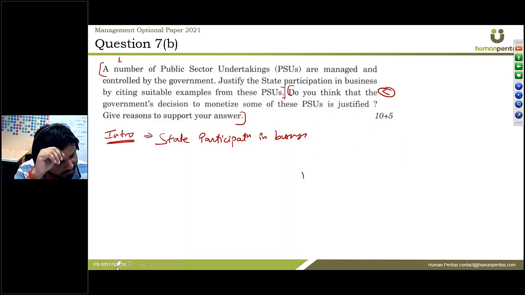तो क्वेश्चन का एसेंस क्या है? क्वेश्चन कह रहा है कि अ नंबर ऑफ पीएसयूज आर मैनेज एंड कंट्रोल बाय गवर्नमेंट. तो इसमें जस्टिफाई करना है हमें, यानी हमें मान के चलना है कि ये सही बात है. हमें स्टेट पार्टिसिपेशन को जस्टिफाई करना है. तो अब इसके फेवर में बात लिखनी है, तो कैसे लिखेंगे, लेट अस ट्राई टू सी दैट. ठीक है, आर्ग्यूमेंट इन फेवर, बस बात इतनी सी है.